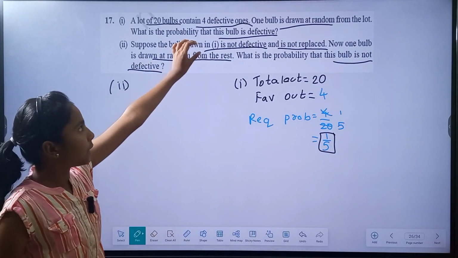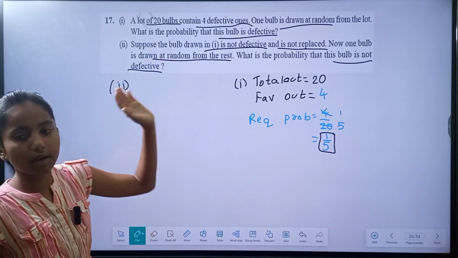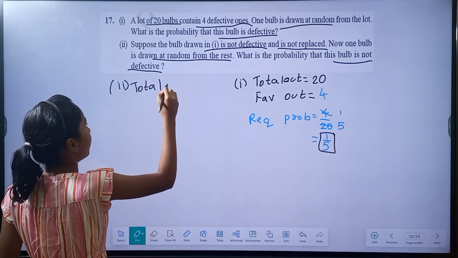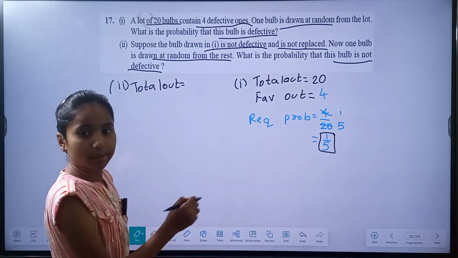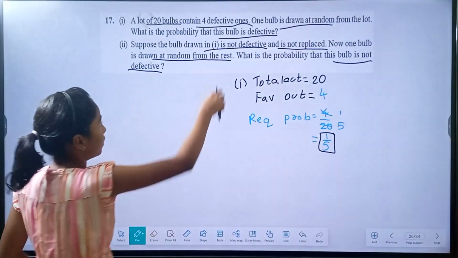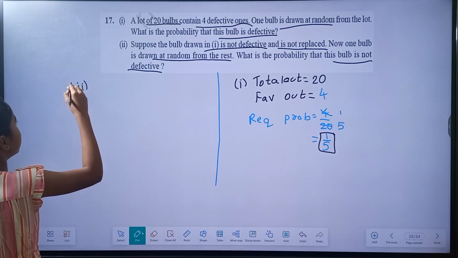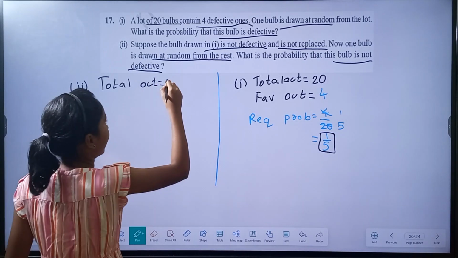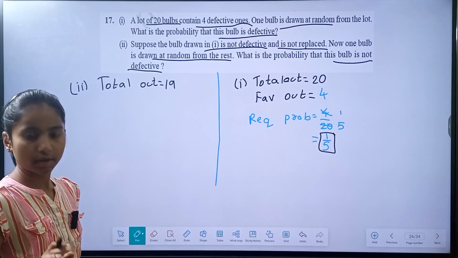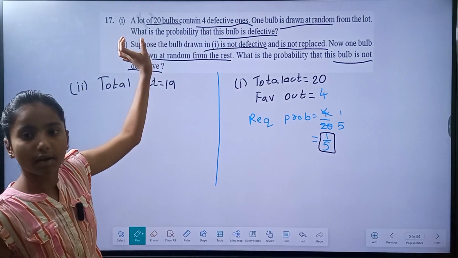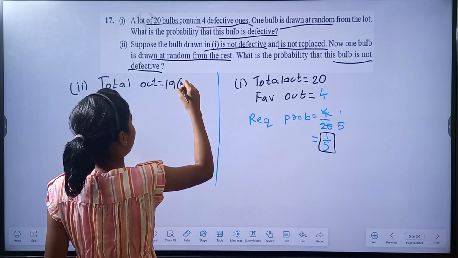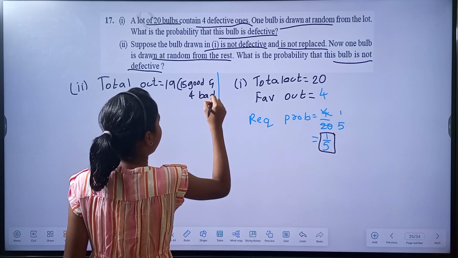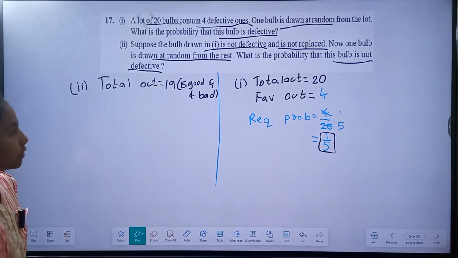Okay. So the first bulb is not a defective bulb, so it is kept out only. It is not replaced. So for the total outcomes we have 19 bulbs, which contain 15 good ones and 4 defective ones. These are the 19 bulbs. So this is the total outcomes.